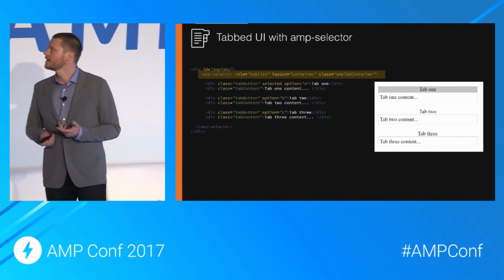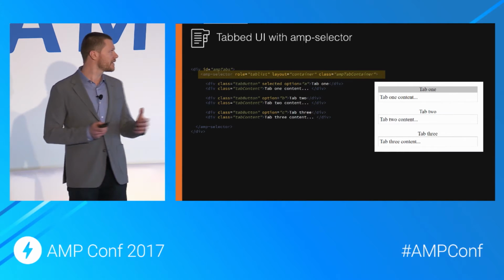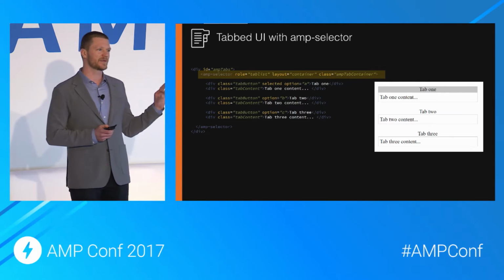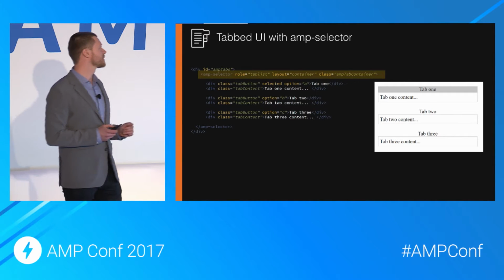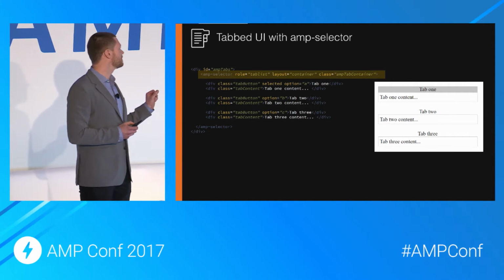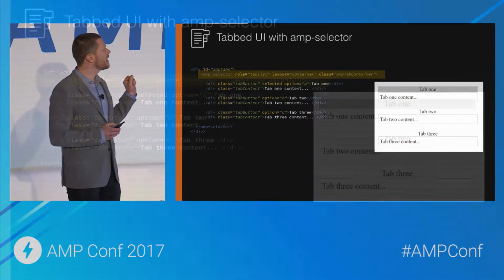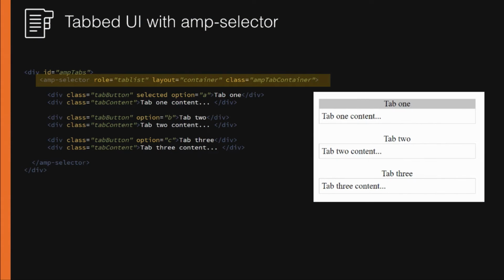So the code for this is actually pretty simple. Sorry about the black background. Next time I do this, I will put my code on a white background. Hopefully you can read it. We have a tab container that is using an AMP selector. The selector contains 3 groups of divs. Each group contains a button and a tab content. You can see on the right how this would typically lay out in an HTML document, which is not very tab-like.